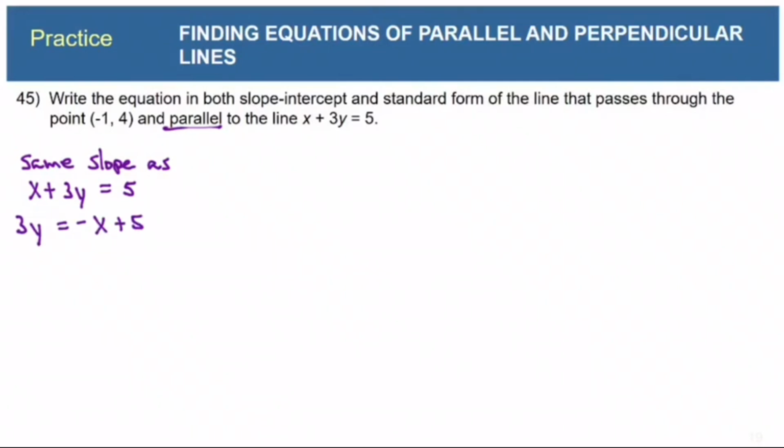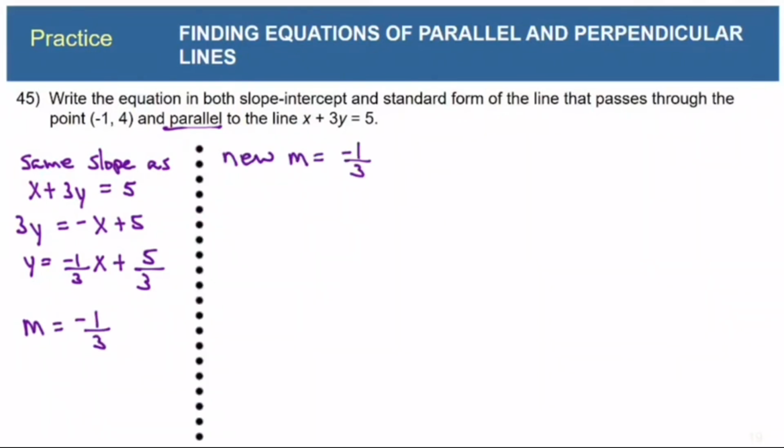So I'm going to move the x term to the right side. It becomes negative, and I'm going to divide each term by 3. So the slope of this line was negative 1/3. Therefore, I need my new line to have a slope of negative 1/3.